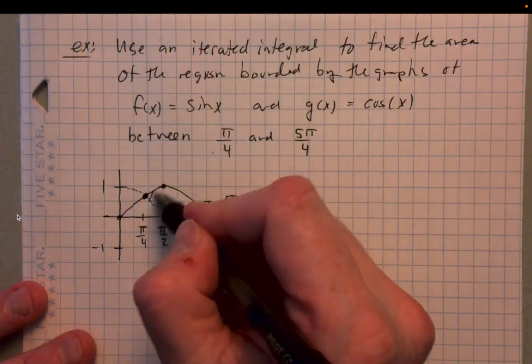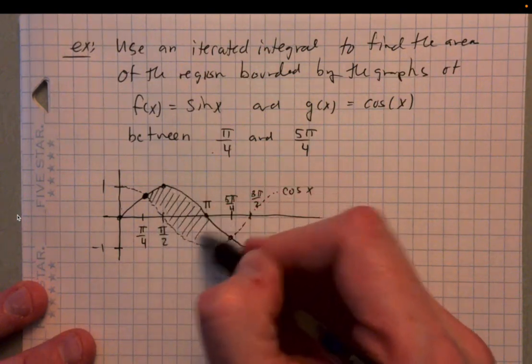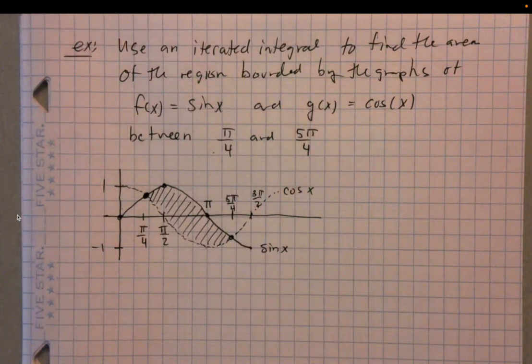So the region of interest is really this region here. So that's what we want to know the area of. Okay, and so we want to represent this using an iterated integral. Okay, so can we do this?